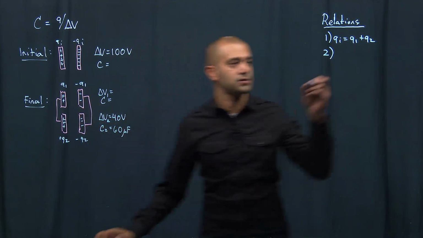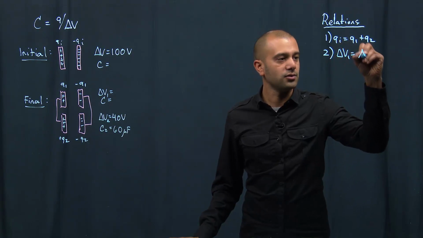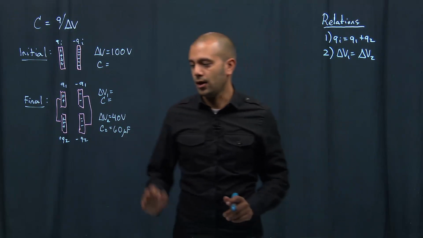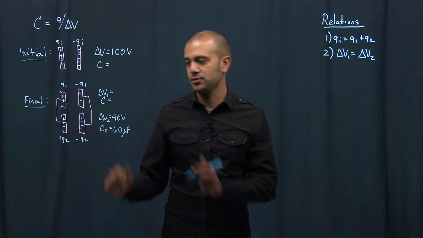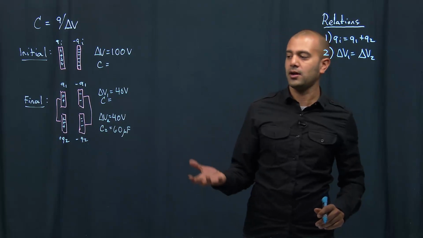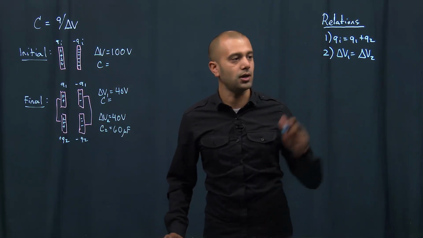So let me go ahead and write that down as delta V1 equals delta V2, because these are in equilibrium. And that tells us immediately that since the bottom potential difference is 40 volts, the top one must also be 40 volts. And now we can solve for a lot of missing quantities just using the capacitor equation many times. So let's go ahead and do that.